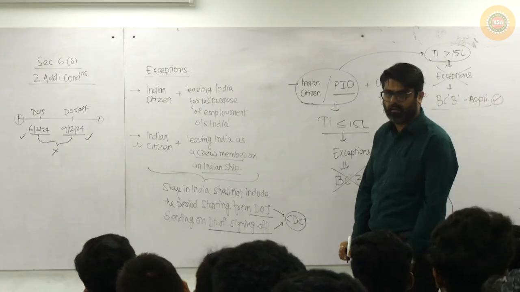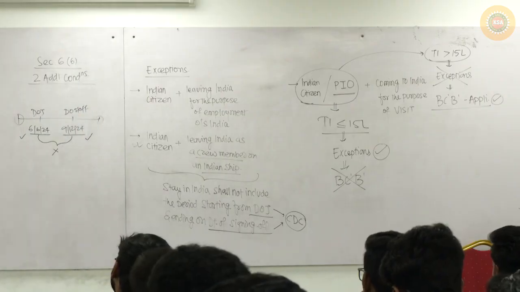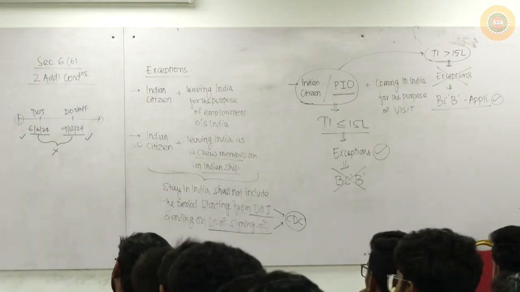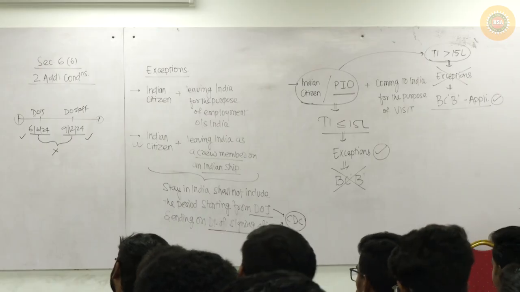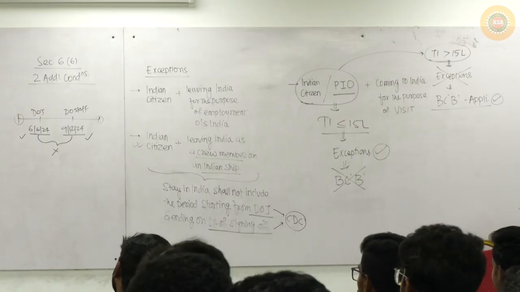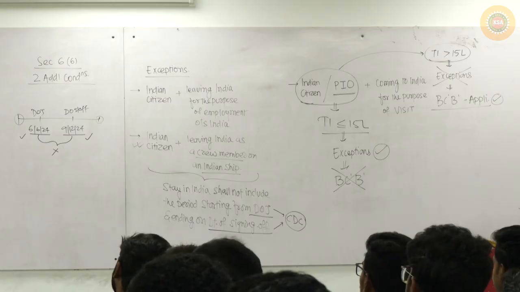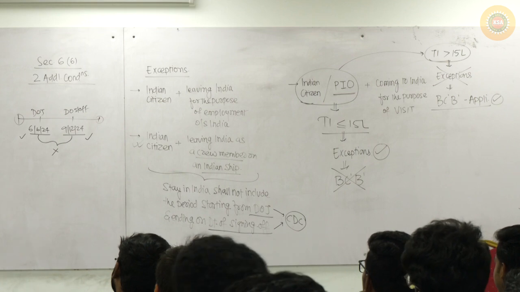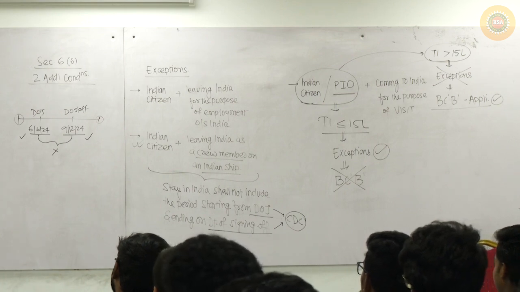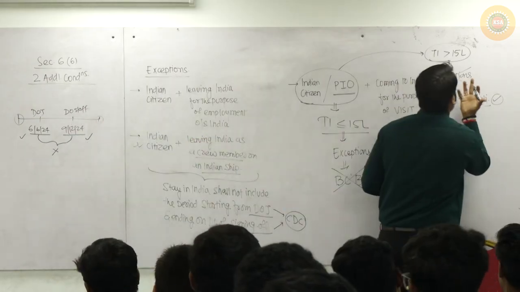Now, first of all, check basic condition A. If 182 days or more, you will become a resident. No need to check basic condition B also. But what if basic condition A is not satisfied? In your case, basic condition B will be applicable because you are not getting covered under the exceptions. Now you are a special case for us.